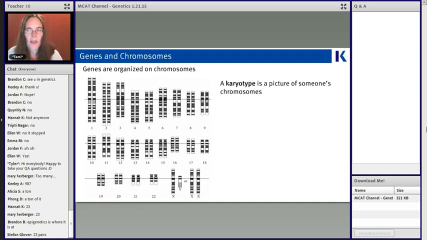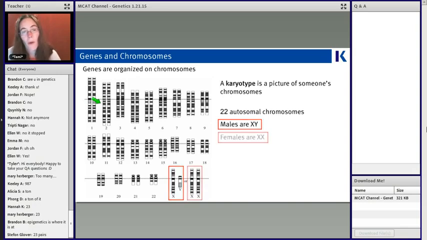We've all seen a karyotype before. A karyotype is a picture of someone's chromosomes. What do their chromosomes look like? And we put them in these beautiful pairs, mom and dad's. 22 pairs of these are autosomes. Everybody has the same basic chromosome 1, chromosome 2, chromosome 3. We have the same genes on those. The other two, however, are sex chromosomes. We're either XY if we're male or XX if we are female.